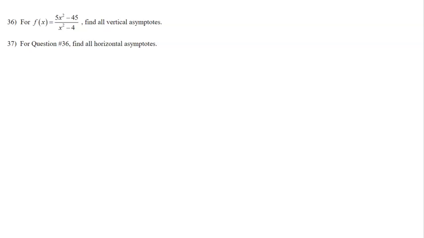For 36 and 37, we're looking at this rational function here, (5x squared minus 45) over (x squared minus 4), and it's asking us about vertical and horizontal asymptotes. So let's think first about when we talk about vertical asymptotes. When do those happen for a rational function?